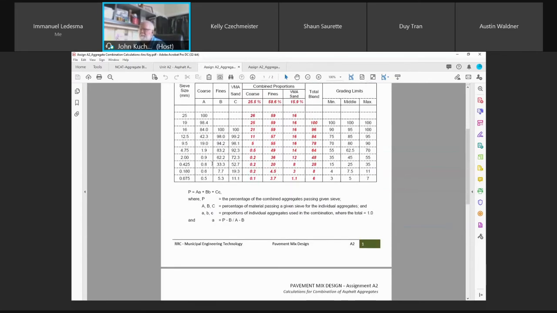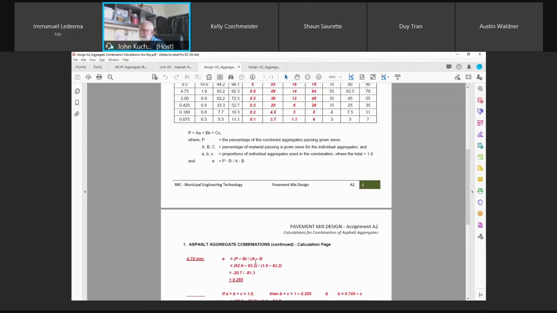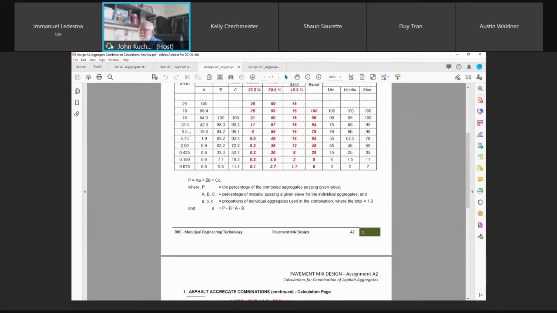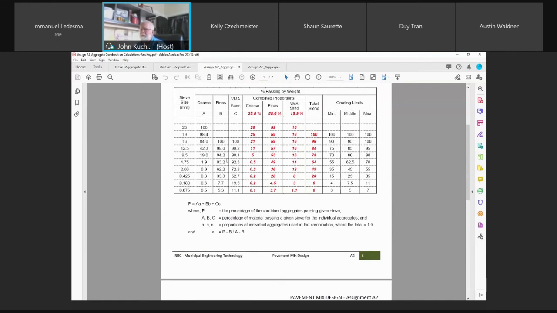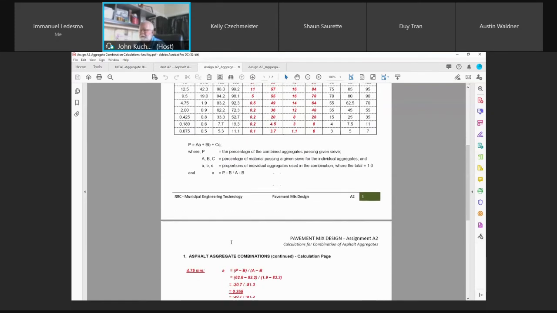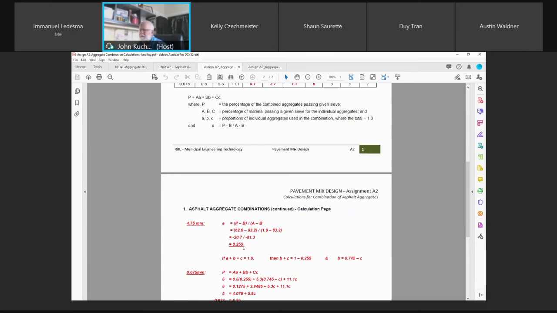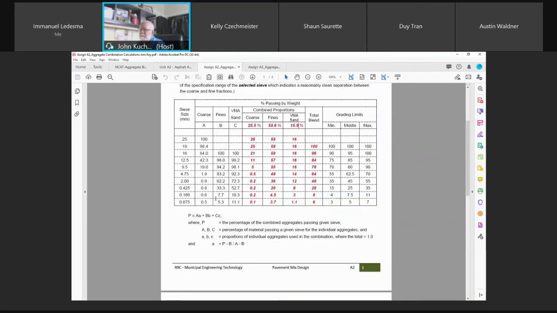So we go to B, 4.75 percent passing. Remember B, 83.2, divided by A, which is what percent passing? 0.9, minus B, 83.2. That's the percent passing. Don't worry about the negatives here because they cancel out. So in other words, we determined that we need 0.255 or 25.5% of material A to start off with.